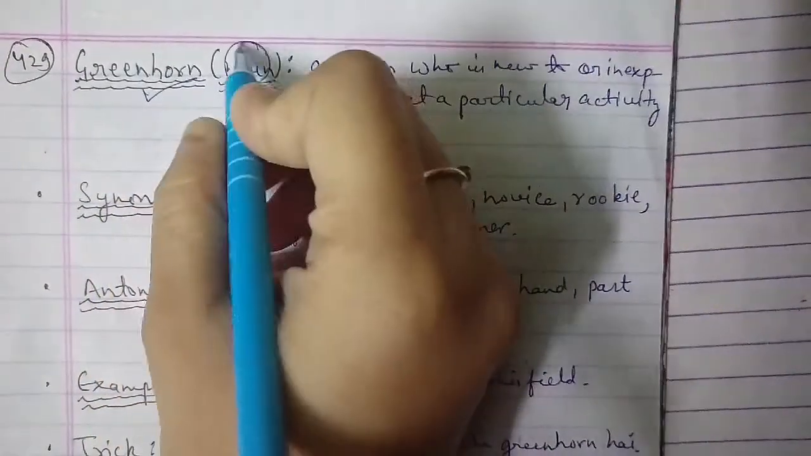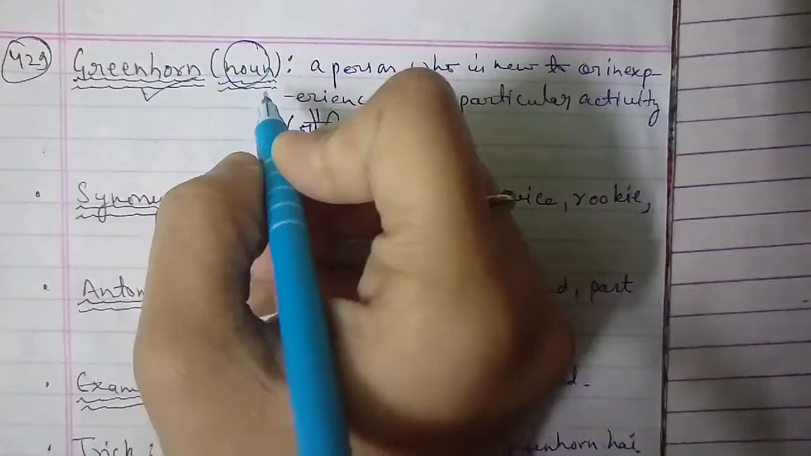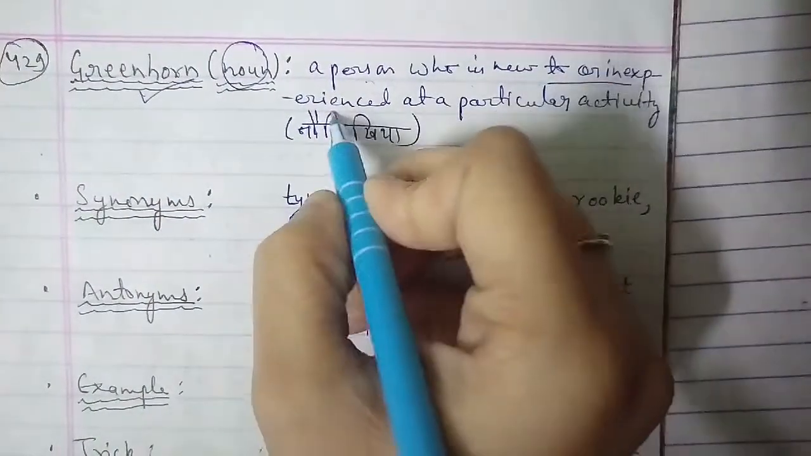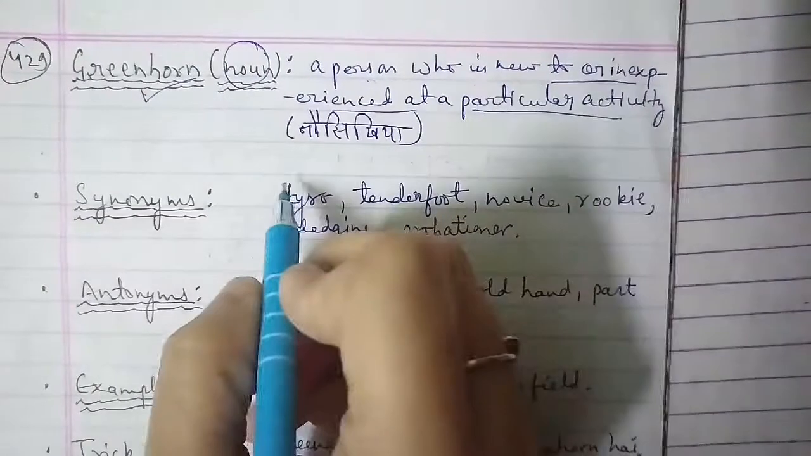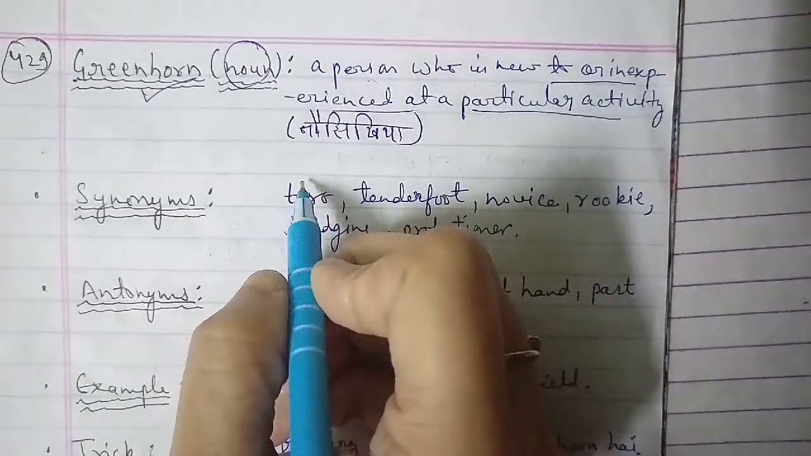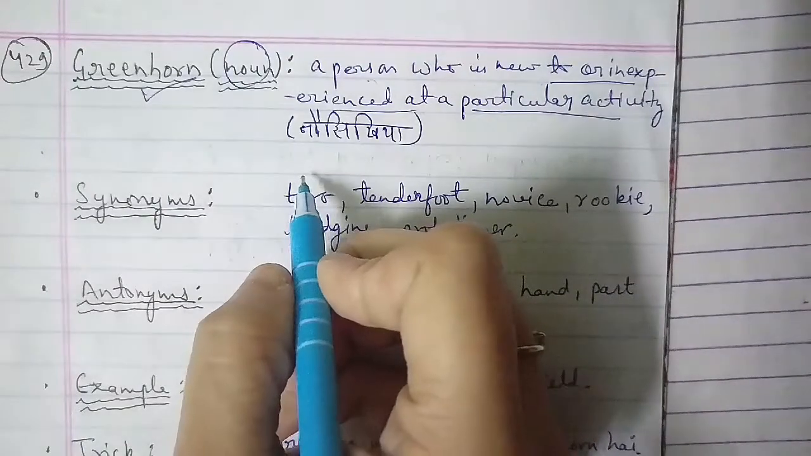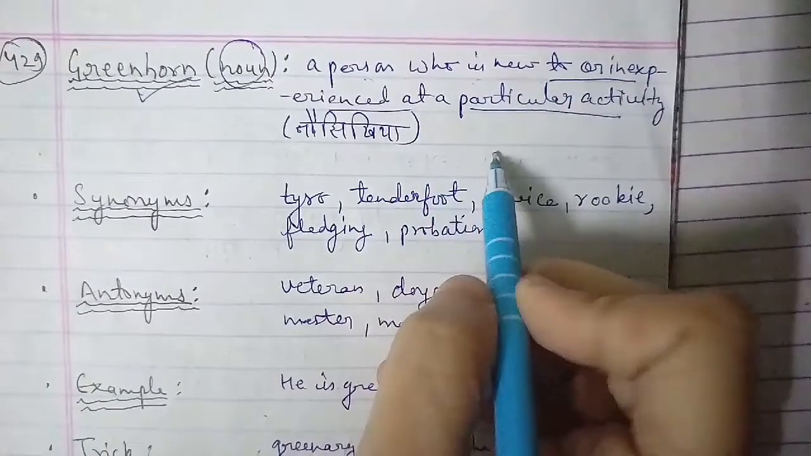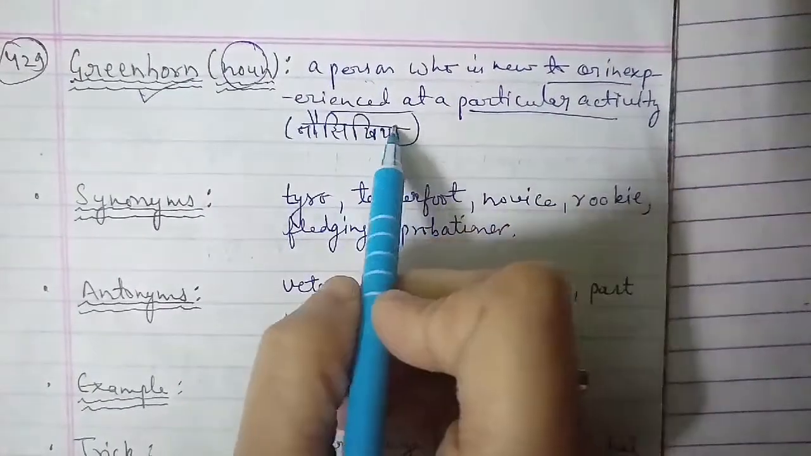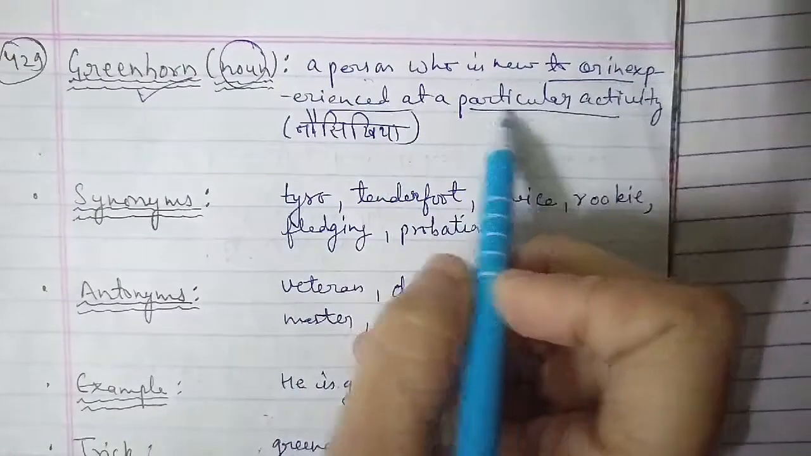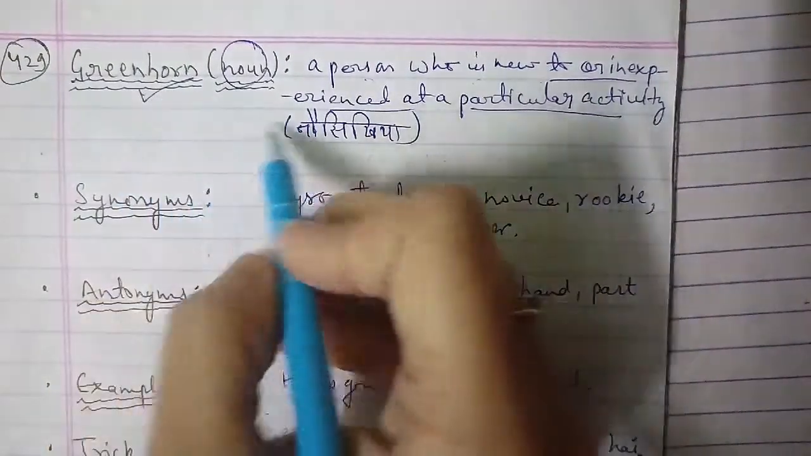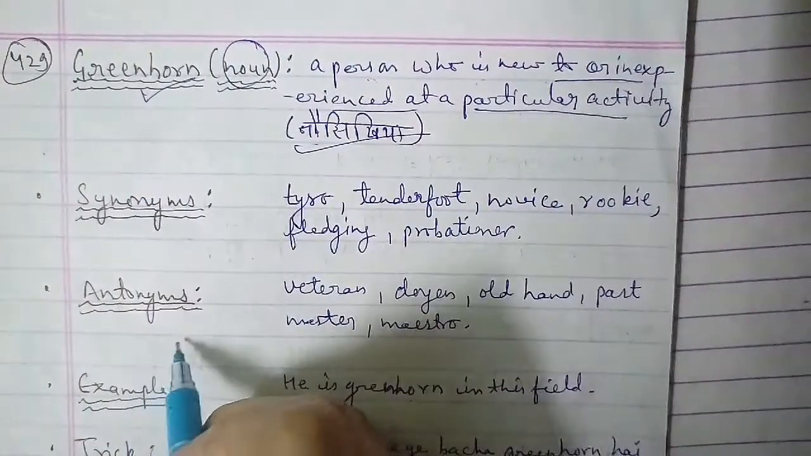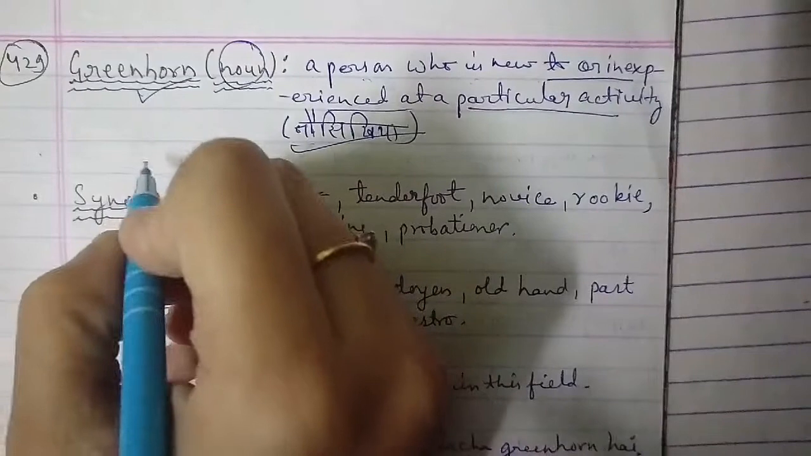अभी अगर नॉर्मली अगर आप कोई जॉब नहीं करते हो, फ्रेशर हो, तो फ्रेशर और एक्सपीरियंस की जगह पे आप अपनी वोकैबुलरी को इम्प्रूव करने के लिए न्यू वर्ड ग्रीनहॉर्न यूज कर सकते हो, दैट इज नौसिखिया. The synonyms of greenhorn we have are tyro, tenderfoot, novice, rookie, fledgling, and of course the probationer. The antonyms of greenhorn are veteran, doyen, old hand, past master, and maestro.